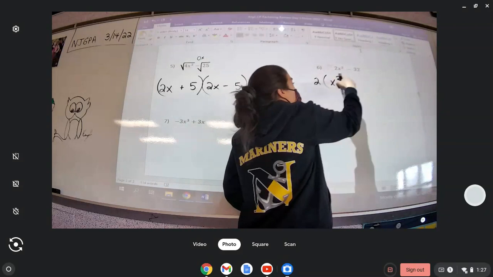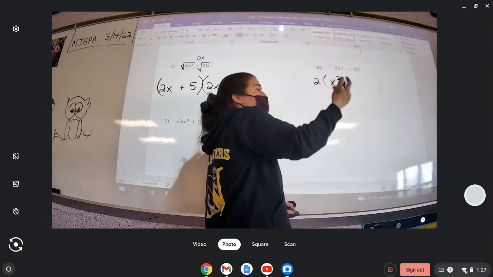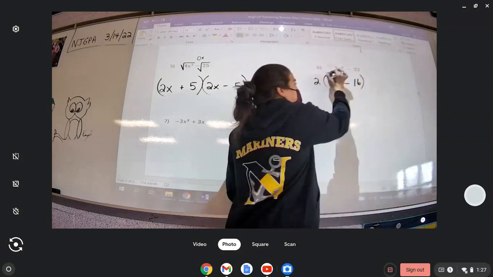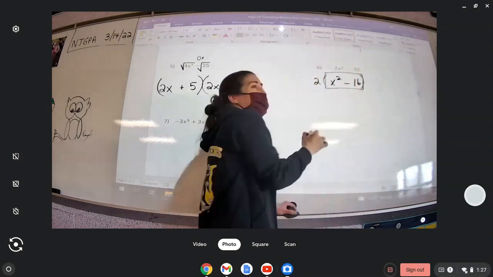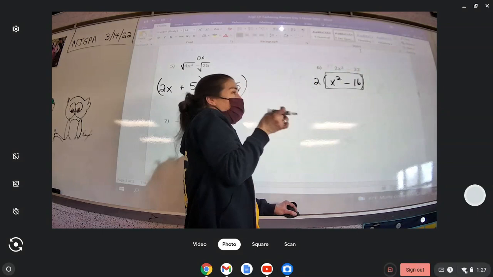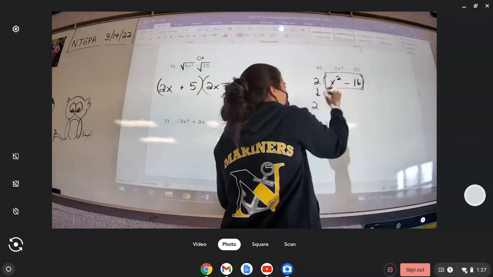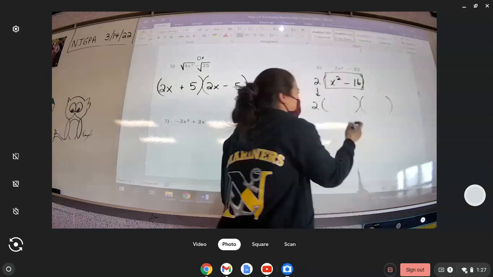1x squared. 2 times what gets you negative 32? Ooh, is this the difference of two squares? Yeah, x squared's a perfect square. 16's a perfect square, so bring your 2 down. And now let's factor our perfect squares.